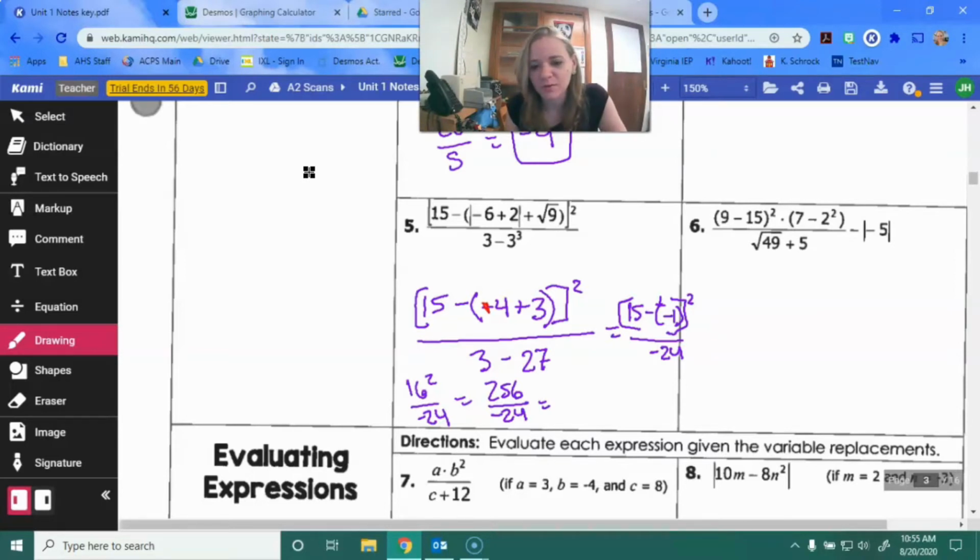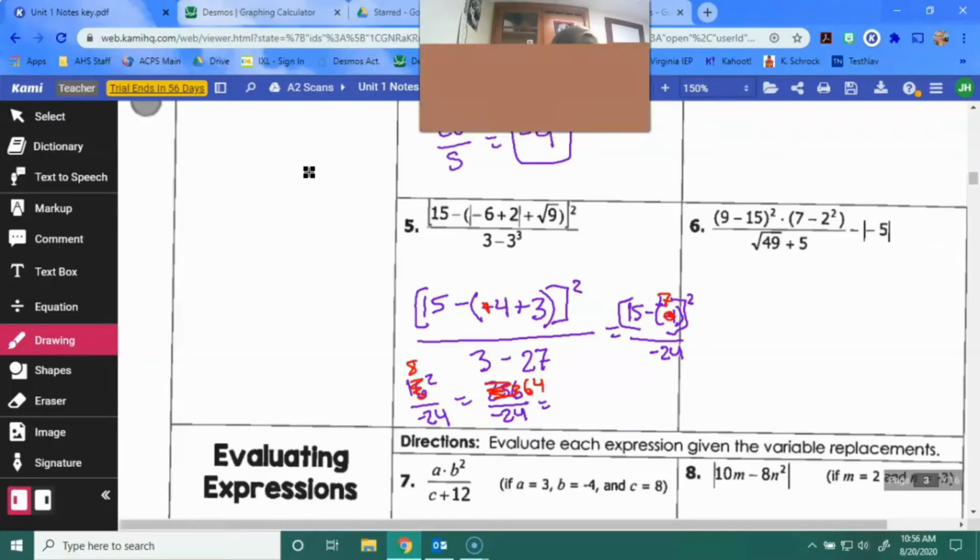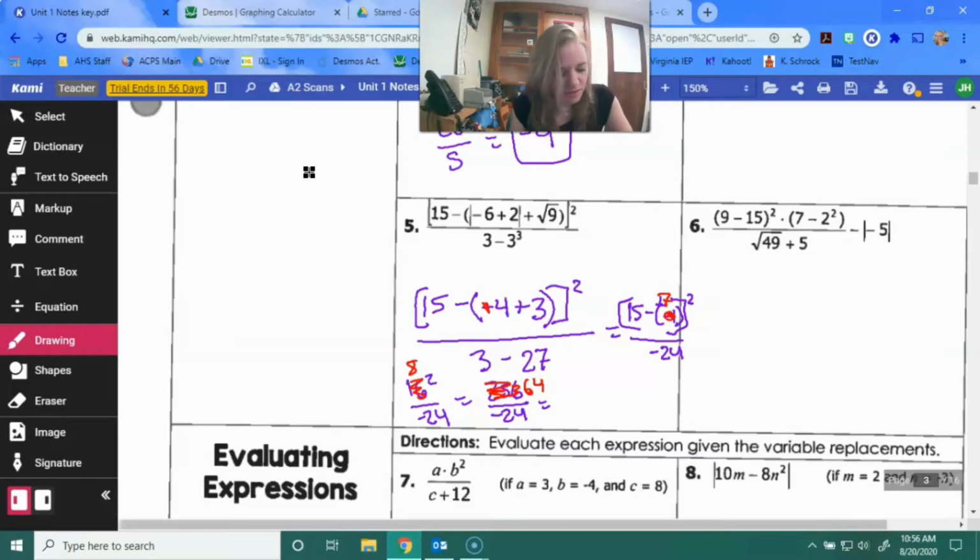So positive 4 plus 3 is 7, so this should be a 7. So 15 minus 7 squared, 15 minus 7 is 8, so this should really be 8 squared. This should really be 64. Try it now. 64 divided by 24 is 8 over 3, negative 8 over 3. Yes, that's what we wanted.